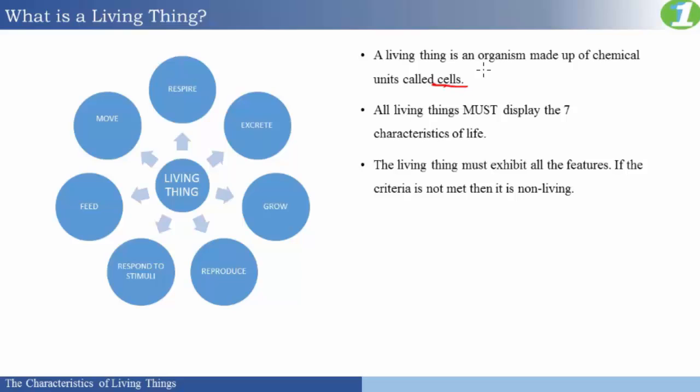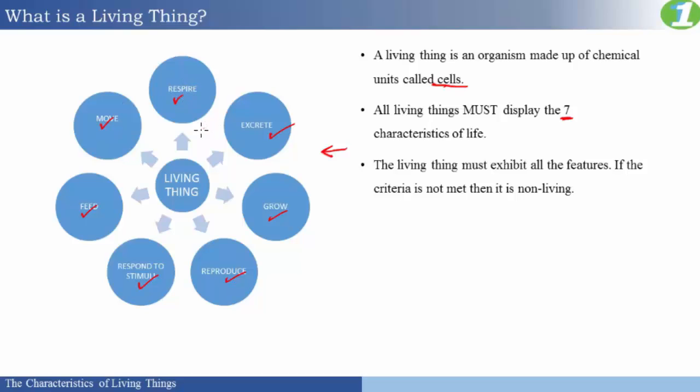Well, first of all, living things must display 7 integral characteristics, and they are listed to the left of your screen. Now, in order for an organism to be described as being living, they must display these 7 characteristics, which are excretion, growth, reproduction, the ability to respond to stimuli, they must be able to feed, they must be able to move, and they must respire.